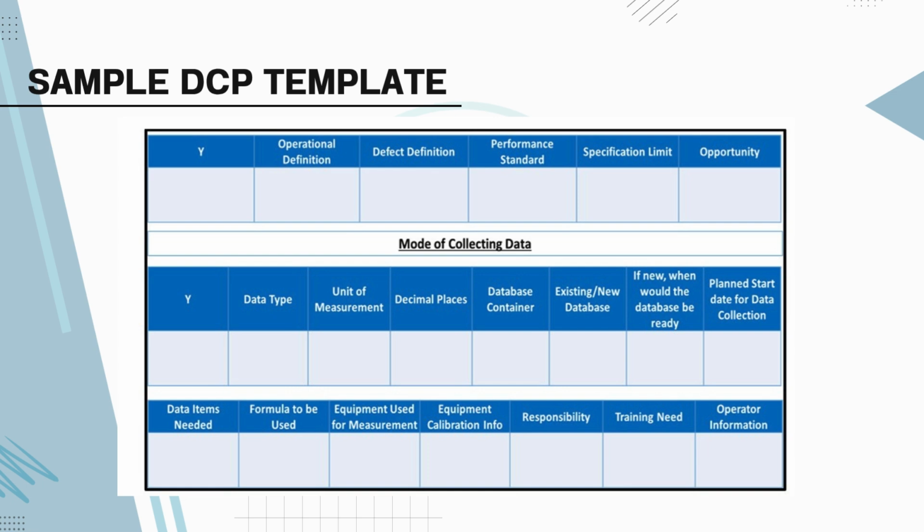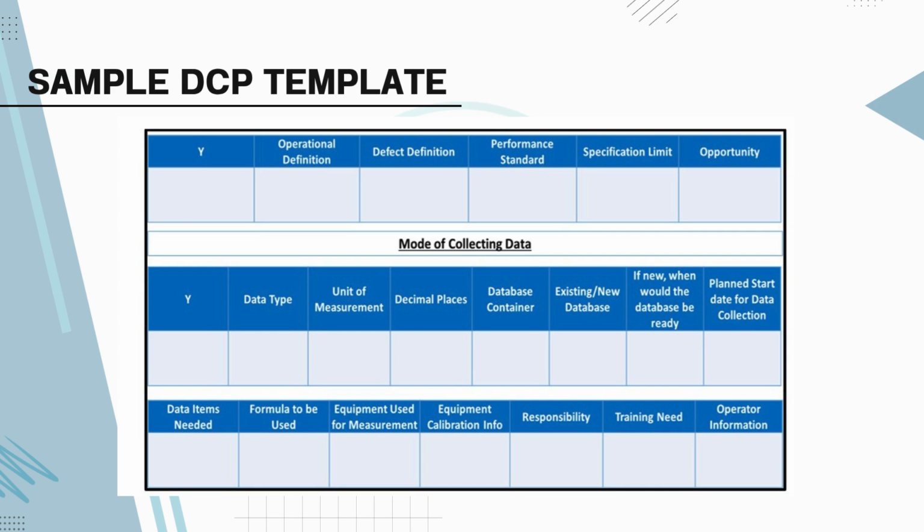Bottom section, collection logistics and accountability. Data items needed. Specify what raw inputs or variables will be recorded. Formula to be used. Mention how the Y will be calculated, if applicable. Measurement equipment and calibration info. Record any instruments and their calibration schedules to ensure accuracy.